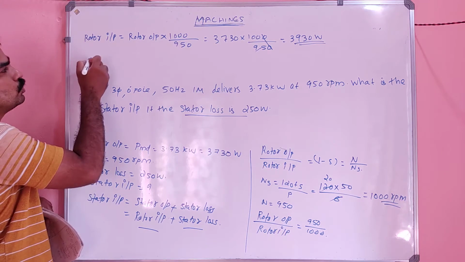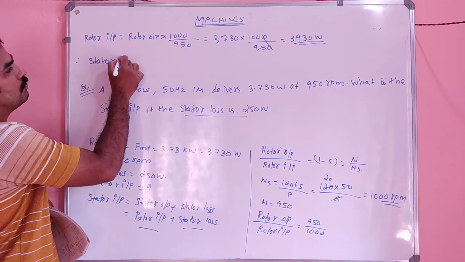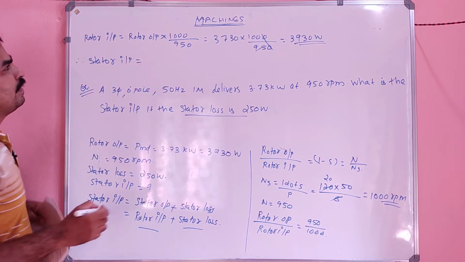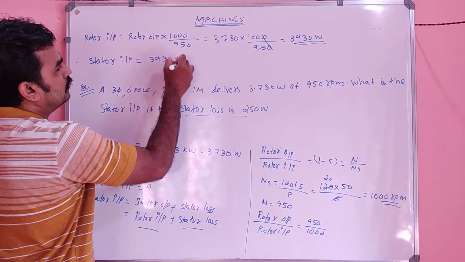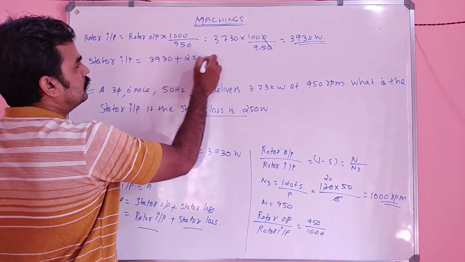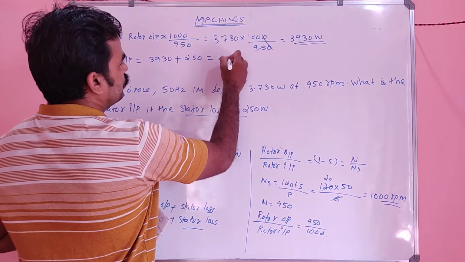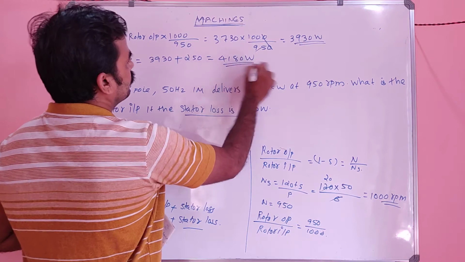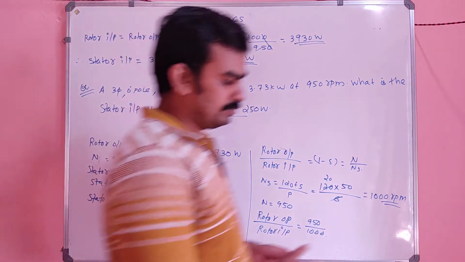Stator input, right? So what is the stator input? Stator input will be equal to rotor input plus stator losses, that is 3930 plus stator losses, which is nothing but 250, correct? 3930 plus 250, your answer will be 4180 watt. This is the final answer.